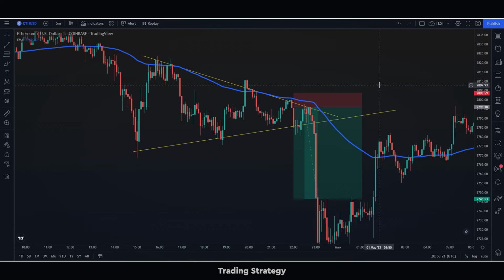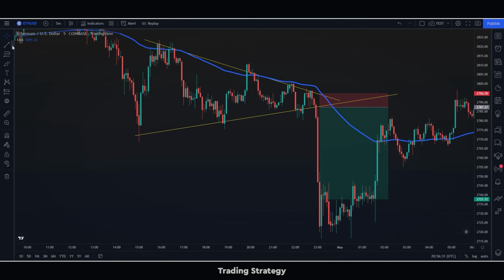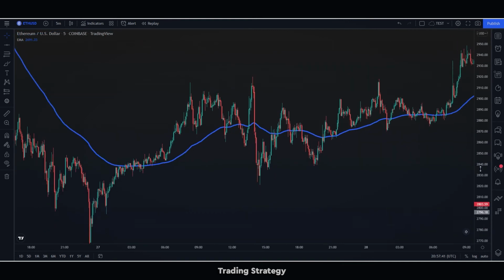Look what happened. As this was a very obvious triangle, as soon as the price broke out of the triangle, the downtrend continued very strongly, and our objective was perfectly fulfilled. Now, let's look at an example with an uptrend.